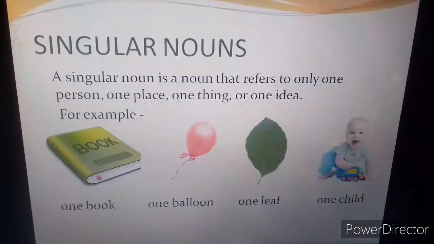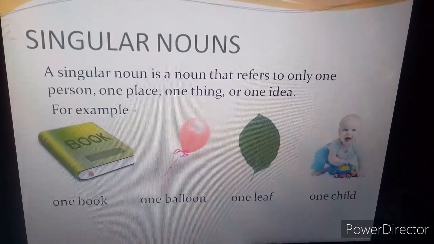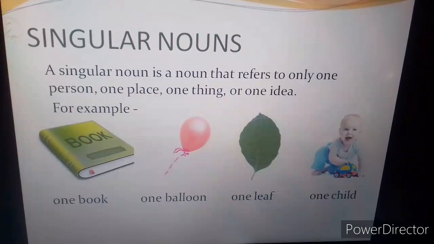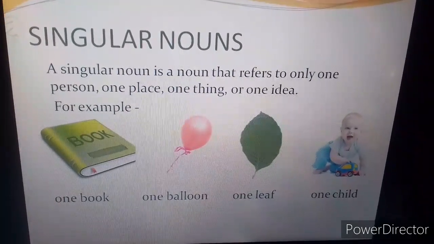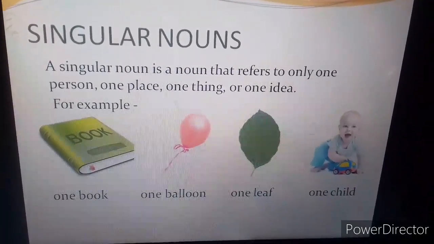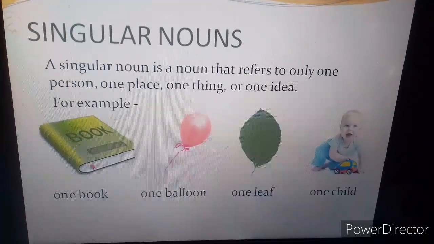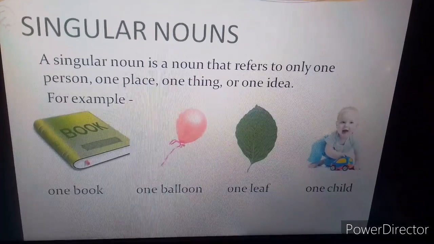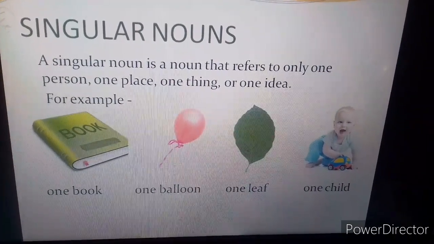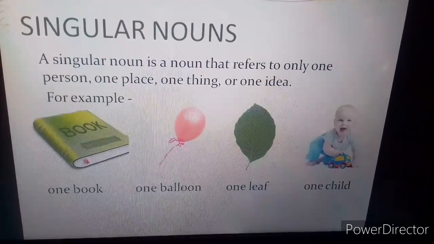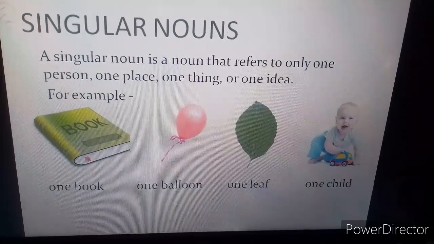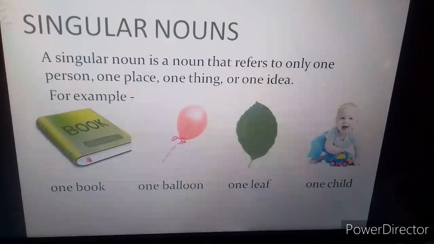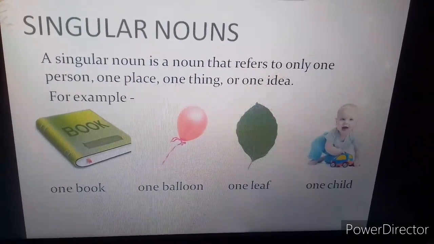First, let us see what are singular nouns. A singular noun is a noun that refers to only one person, one place, one thing or one idea. So any noun that is only one in number is known as a singular noun. For example, you can see one book, one balloon, one leaf, one child. So all these are examples of singular nouns because they are just one in number.